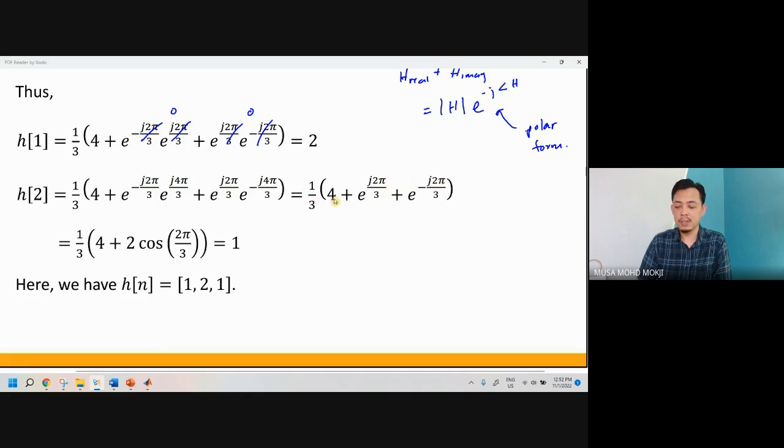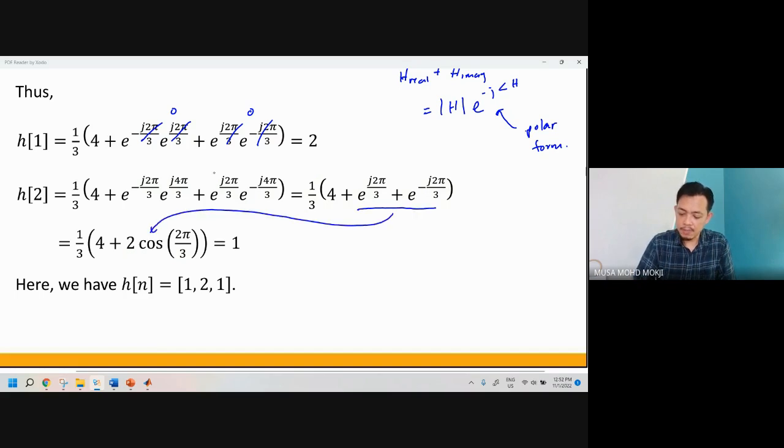Right? So 1 over 3, 4 plus e^(j2 pi over 3) plus e^(minus j2 pi over 3). This is also easy to solve because this is the same: 2 pi over 3 minus 2 pi over 3. So it becomes 2 cos 2 pi over 3. Okay, this is this one.